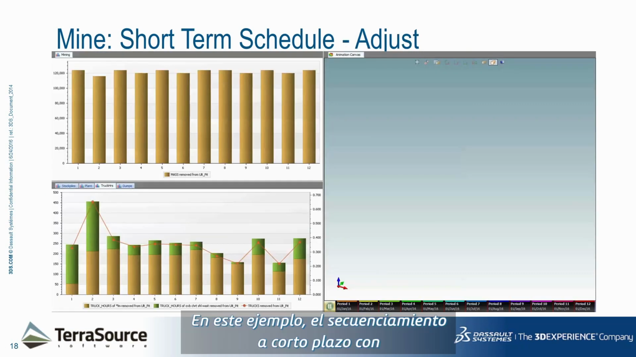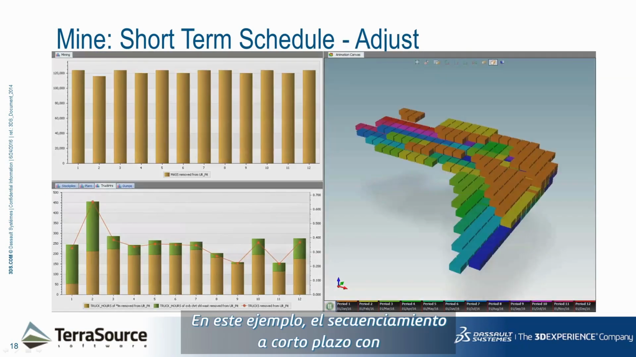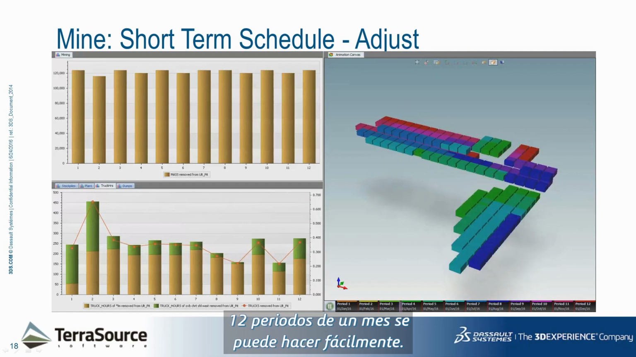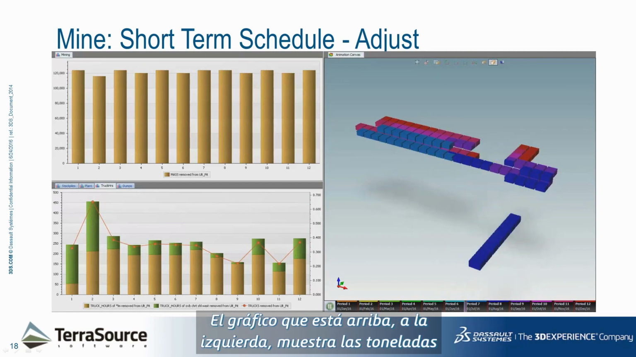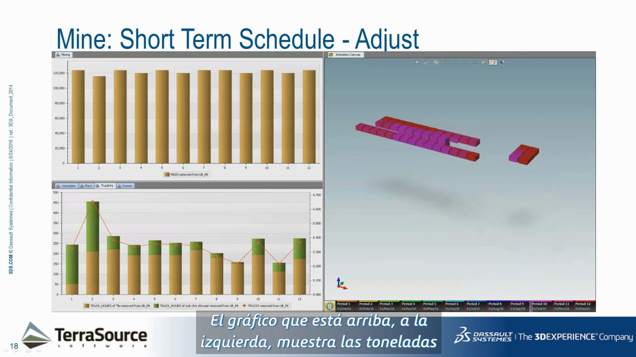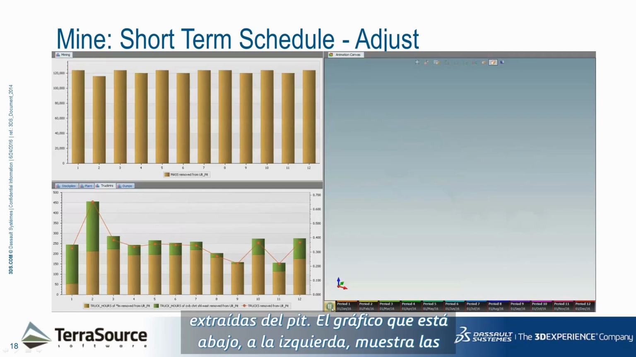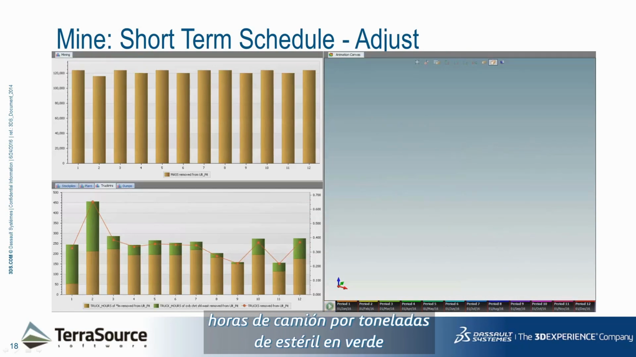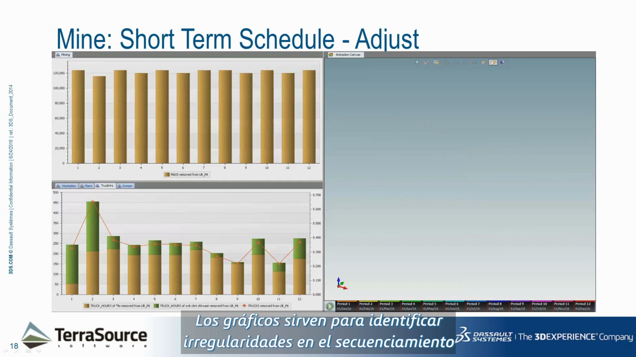A short-term schedule, in this example 12 one-month periods, can easily be made. The top chart on the left shows tons removed from the pit. The bottom chart outlines truck hours for waste tons in green and ore tons in tan. The charts are useful for identifying anomalies in the schedule.